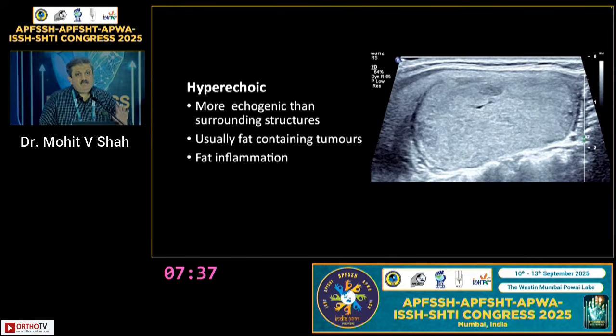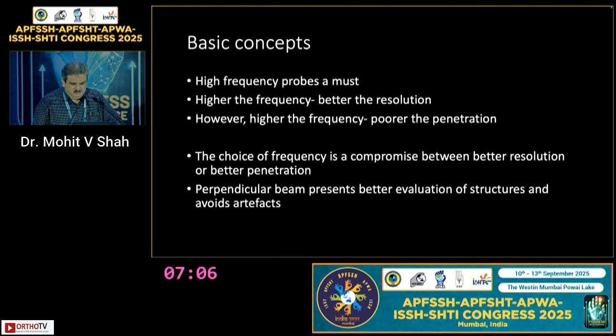And when I say hyperechoic, that means that lesion is slightly more echogenic than the surrounding structures. In MSK or anywhere in the body, the more the echogenicity, I have a strong suspicion of a fat-containing tumor, or even for that matter, an inflammation of the fat, or even fat fractures can have a hyperechoic appearance. So hyper is increased echogenicity as compared to surrounding structures.